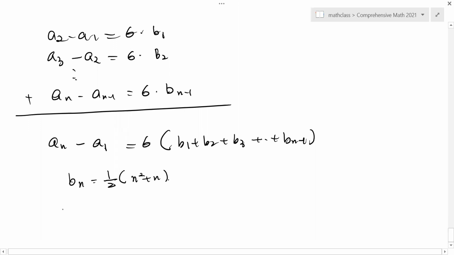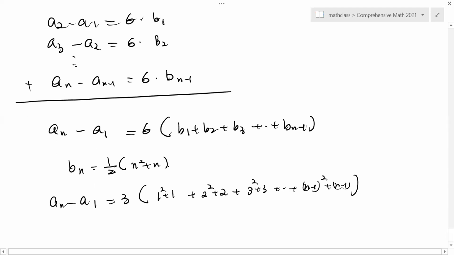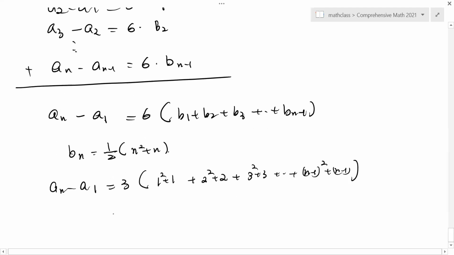All right, so let's put it in here. So 2 terms. So n minus a1 is going to be 3 divided by 2, 6 divided by 2 is 3. So the first term is 1 squared plus 1. Second term is 2 squared plus 2. The third term is 3 squared plus 3. And the last term is n minus 1 squared plus n minus 1. Can we add them together? The answer is yes. You have 1 squared plus 2 squared plus 3 squared.